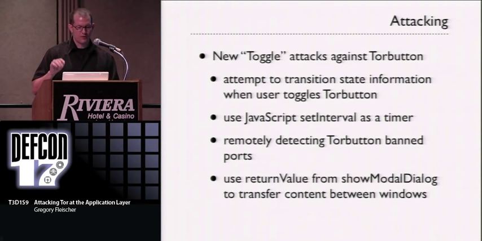So let's talk a little bit about toggle attacks on Tor button. These have always been pretty interesting, but I don't think they've really been fully fleshed out. Tor button currently does a pretty good job of trying to prevent you from transitioning from one state to another and leaking information. It handles cookies, it handles cache content, all sorts of other interesting stuff. But here are a couple of methods that attempt to defeat these protections.